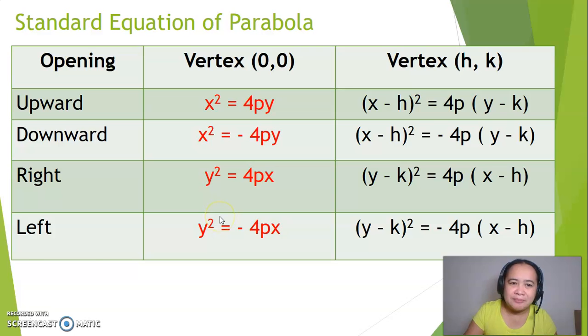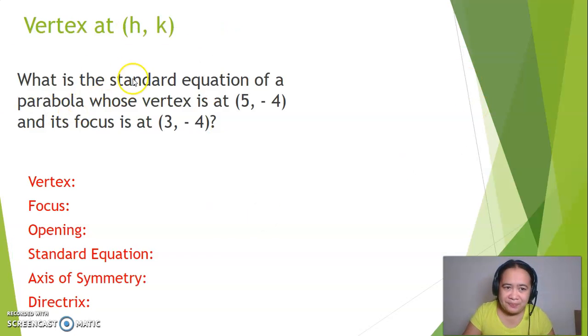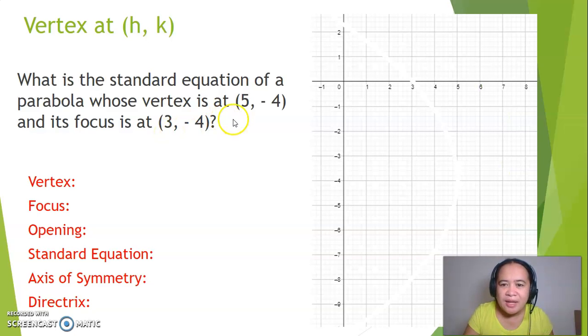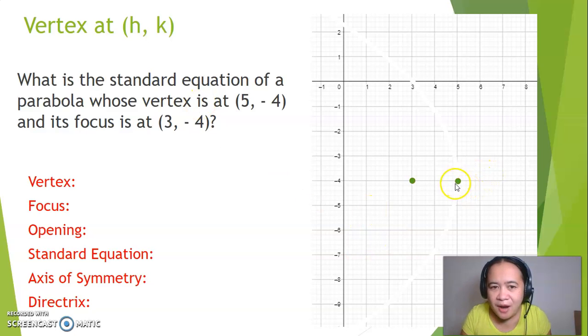Let's have an example. Now, what is the standard equation of a parabola whose vertex is located at (5, -4), and the focus is at (3, -4)? So let's sketch this one. The vertex is located at (5, -4). The focus is located at (3, -4). Take note, from the vertex going to the focus, the distance is 2. So our p is 2.